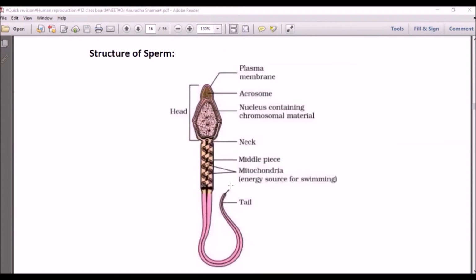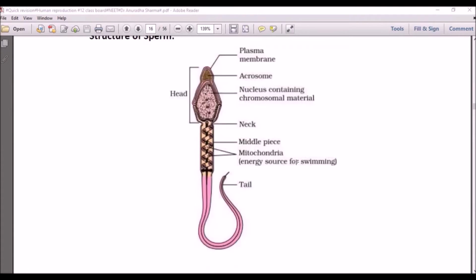Now this is the diagram of the sperm. This is the plasma membrane, this is the acrosome, and the nucleus. The sperm is divided basically into three parts: head, neck, and tail. The middle piece is also there, and mitochondria are also there, which are the source of energy, as mitochondria are the powerhouse of the cell, we know. This provides energy for the sperms to swim. So these are the various parts of the sperm.